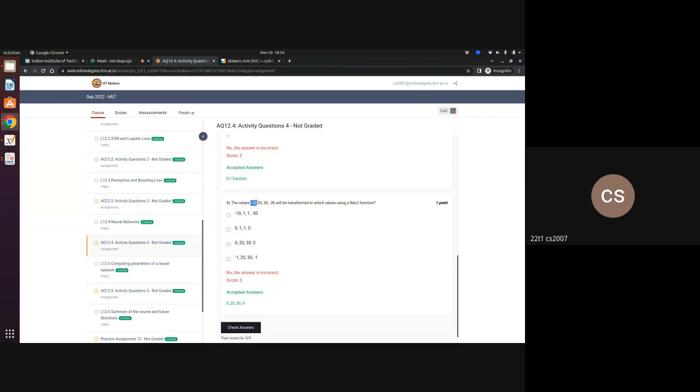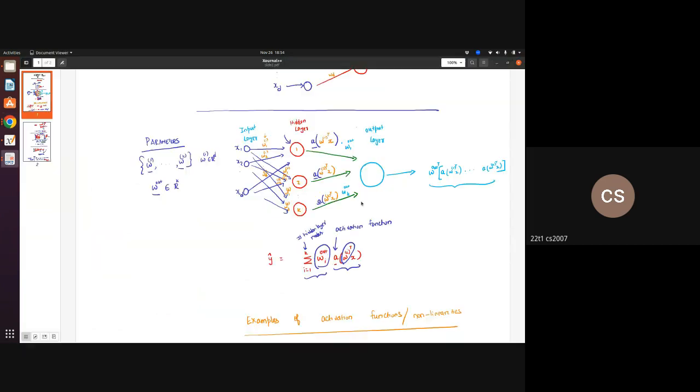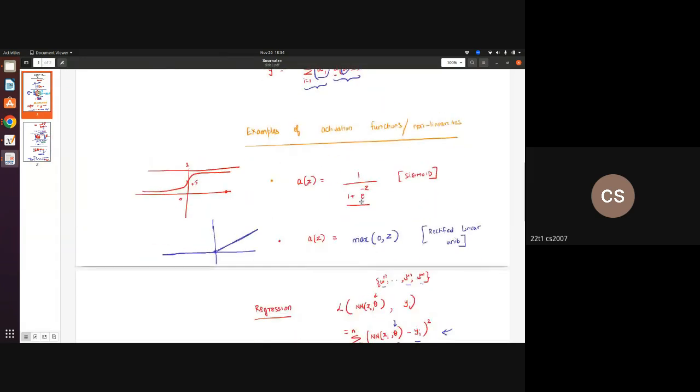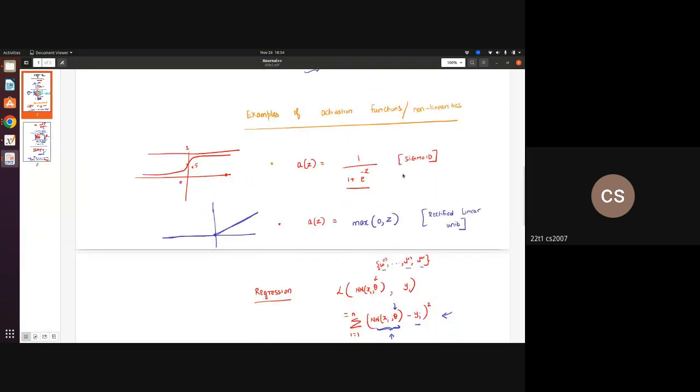These values will be transformed to which values using the ReLU function, which is the rectified linear unit? What is a rectified linear unit? There are several activation functions that we can use. What are activation functions? Activation functions simply transform the values that are produced by a model to some other range. We can decide which range we want the values to be transformed to, and accordingly we can choose different activation functions.